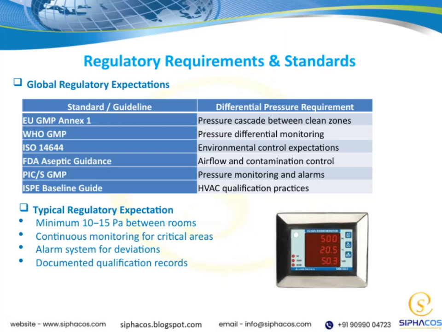When it comes to regulatory expectations, there are some key requirements that almost everyone agrees on. First, maintaining a minimum pressure difference, usually between 10 to 15 pascals, between rooms is essential. This helps keep contaminants out of critical areas. Continuous monitoring is a must, especially in those sensitive zones, along with alarms that alert us if something goes off track. And of course, everything has to be documented thoroughly, with qualification records ready for review. These standards come from a range of global guidelines, all focused on keeping environments safe and controlled.